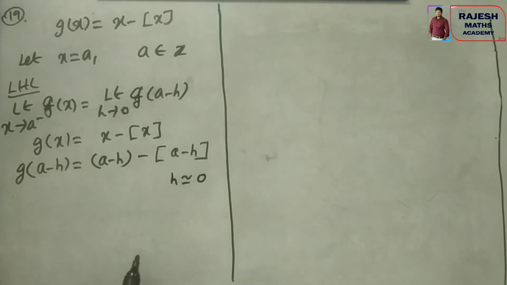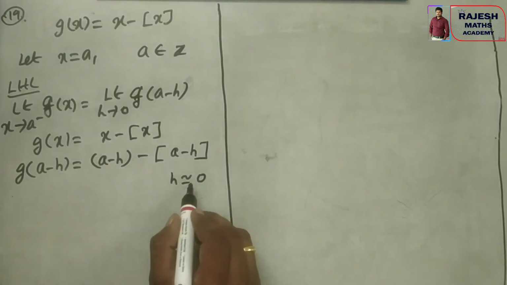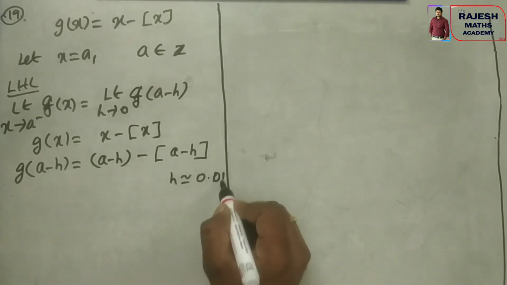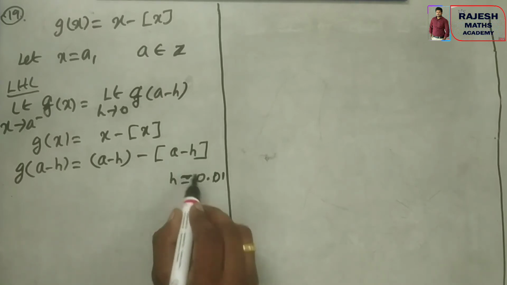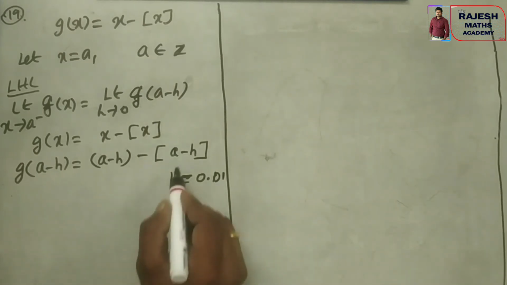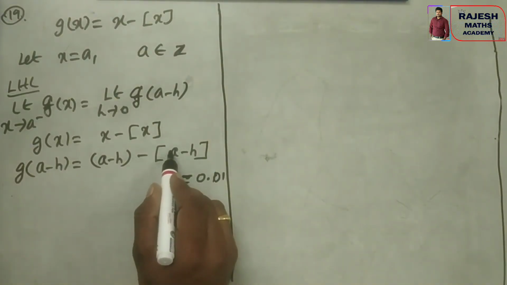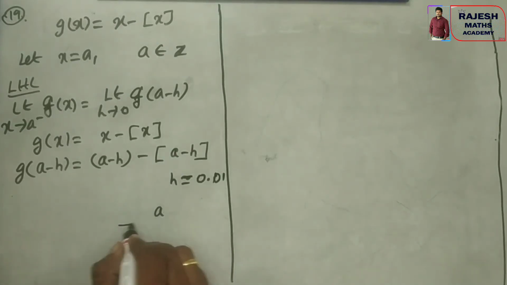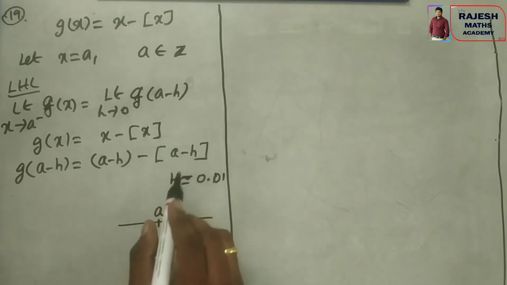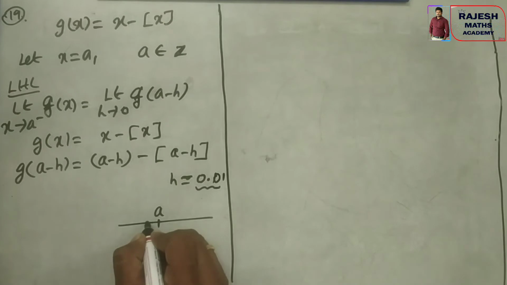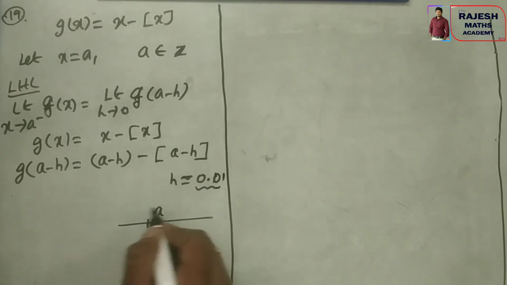That is very near to 0, which means h may be equal to 0.1 or 0.01, a very small value. So I am taking, for example, h equal to 0.01. Now what is the value of the greatest integer of a minus h? For example, this is my a on the number line. So a minus h will be just close to a, on the left side of a.